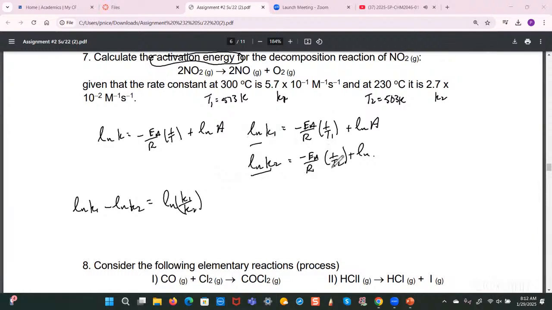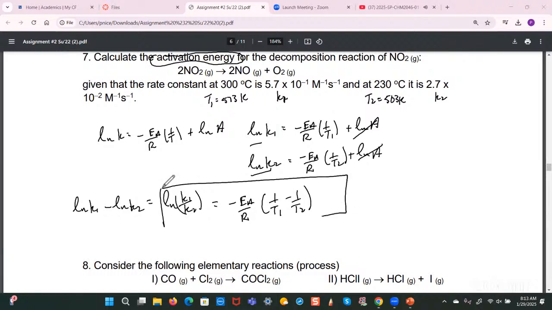You have to do the same thing with this from that, and that will end up being minus EA over R times 1 over T1 minus 1 over T2, all right? The ln A terms will cancel out each other because when you subtract those two, ln A minus ln A will be 0, right? So this here is yet another way of expressing this particular Arrhenius equation, right?